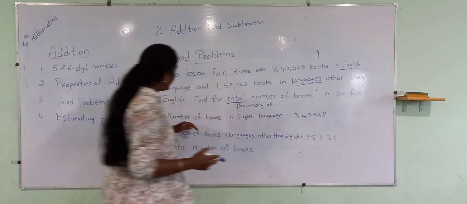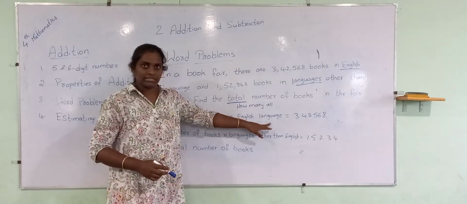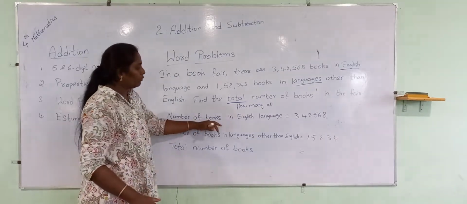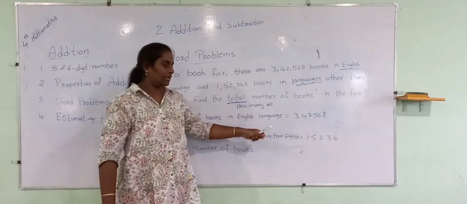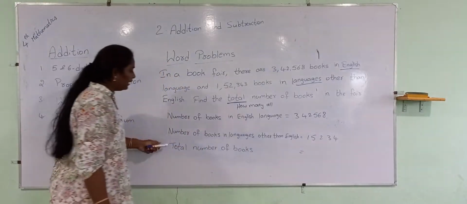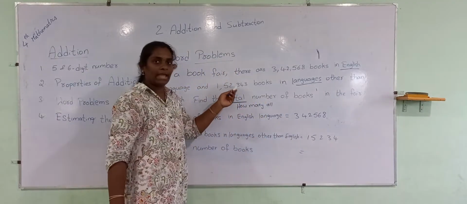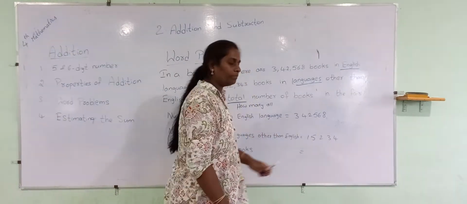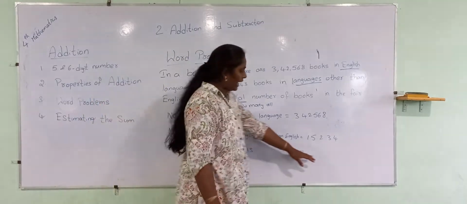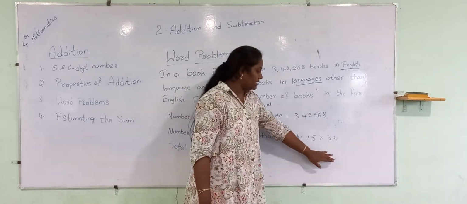Now write this text like that. Number of books in English language. Don't forget, number of books. You have to write this one. How many books are there? Write that number here. Now, number of books in languages other than English. How many books are there? 1 lakh books. Write that number. Now, what is the third step? Total number of books. Write the answer here. Now do the addition of these two numbers and write the result here.